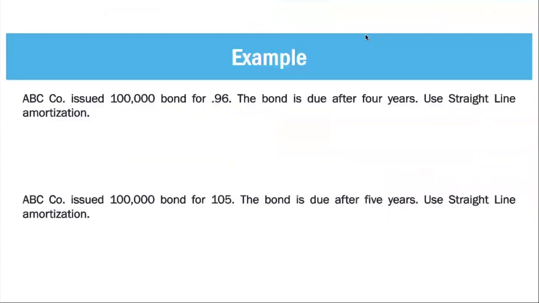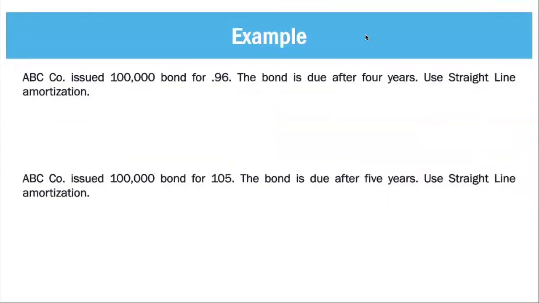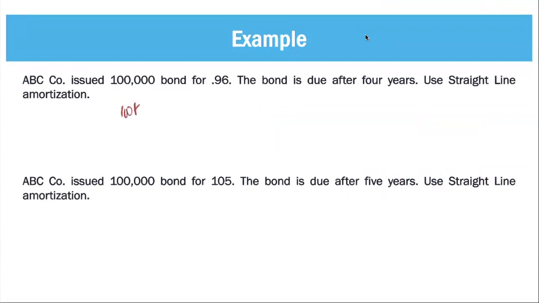So let's have an example. ABC company issued 100,000 bond for 0.96. The bond is due after 4 years. Use straight line amortization. So if we amortize that, we have here 100,000 times 0.96.